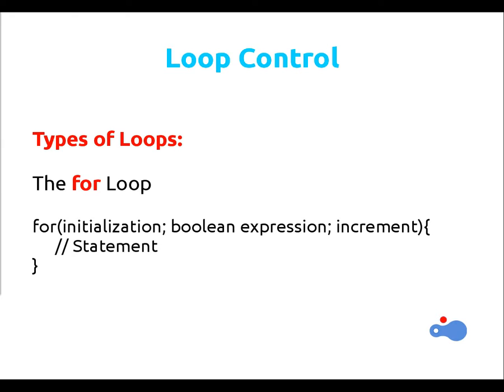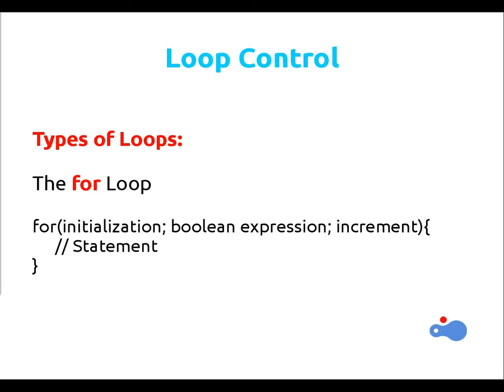The for loop. Okay, in the for loop you have the initialization. So you'll initialize a variable, say for example like int x equals 0, and then you have the Boolean expression, which can be something like x is less than 100, and then you have the increment, which is x plus 1.